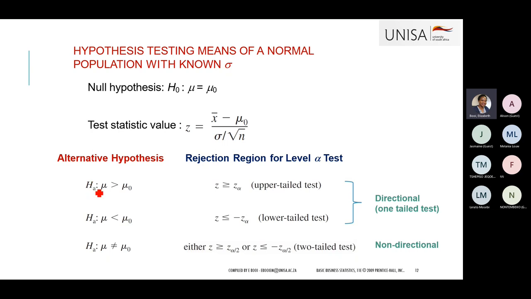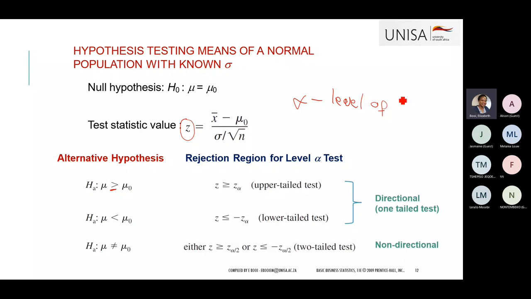So for example, if the alternative states that it is greater than the value, then when you go and find your critical value, you need to make sure that you understand how to find the critical value depending on the sign. On the Z table, because we are using the Z value, to find the critical value, we are only going to use alpha, which is our level of significance.